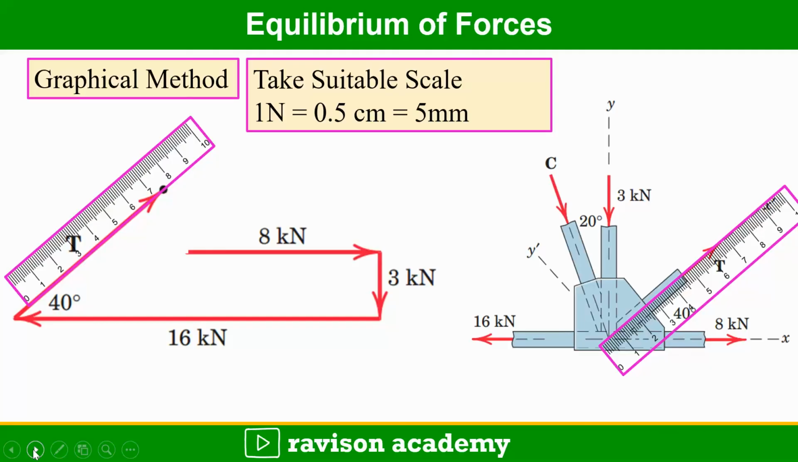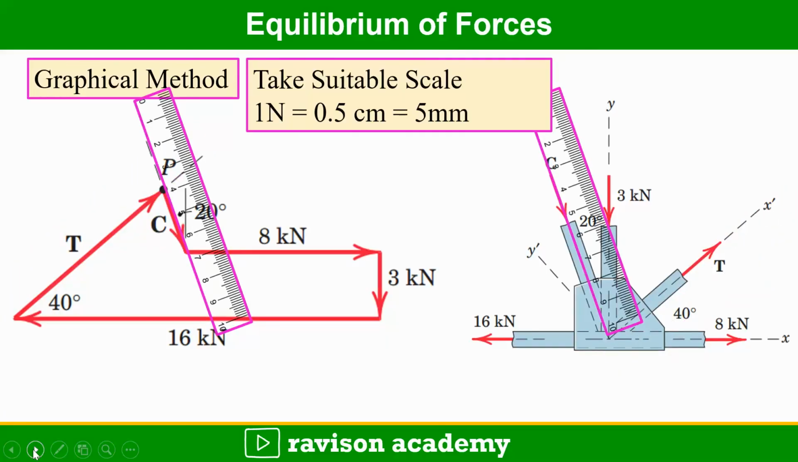For T kilonewton, we don't know the magnitude, we know the direction. So draw the parallel line representing the 40 degrees. Similarly, for C, we don't know the magnitude, only the direction is known. 70, draw a parallel line representing 70 degrees connecting at the 8 kilonewton vector. So the force polygon is drawn.